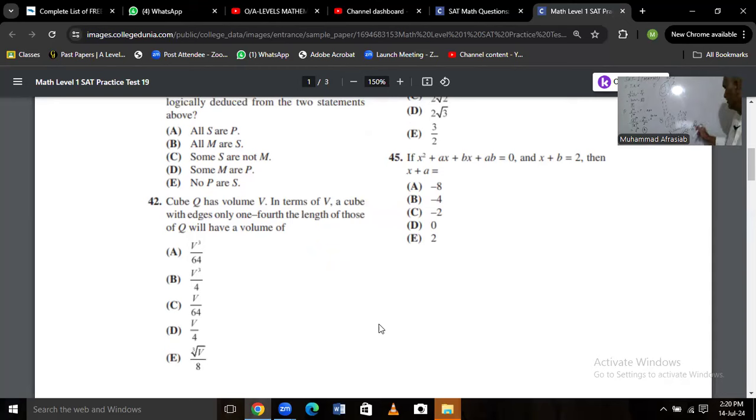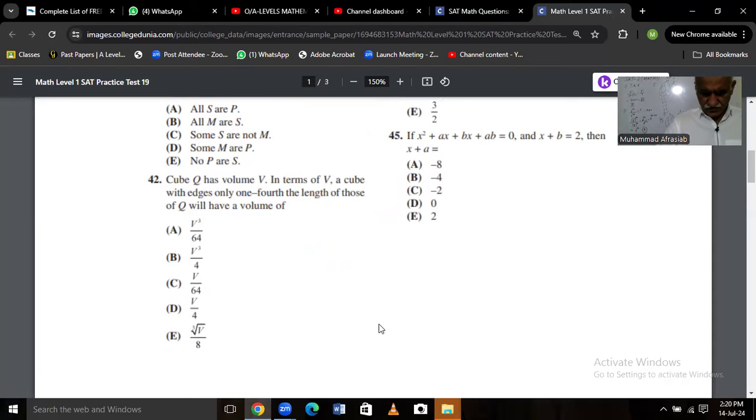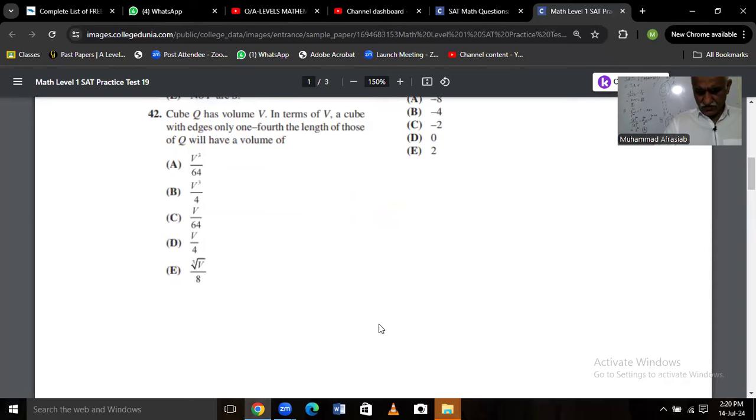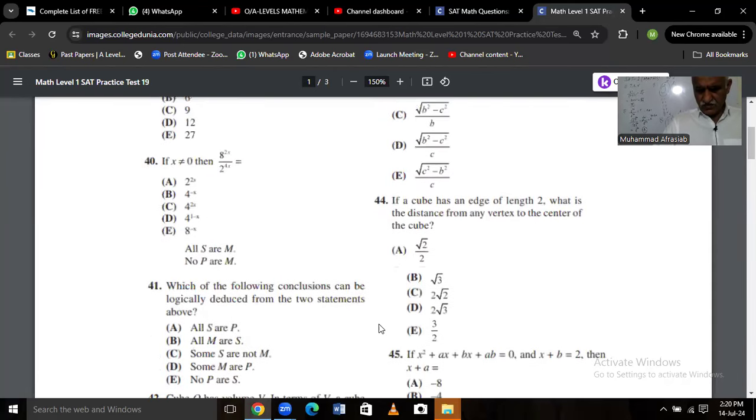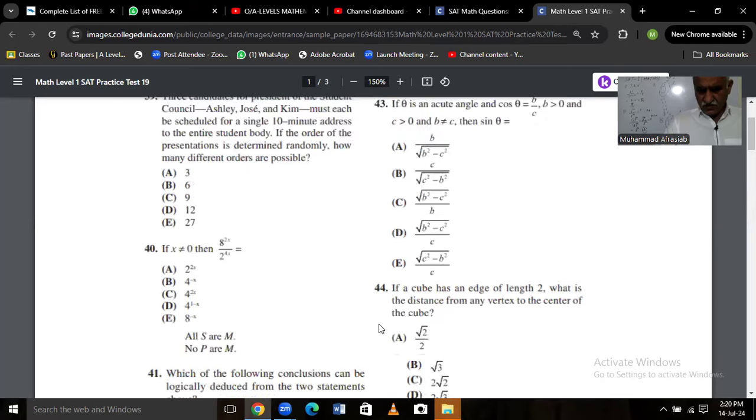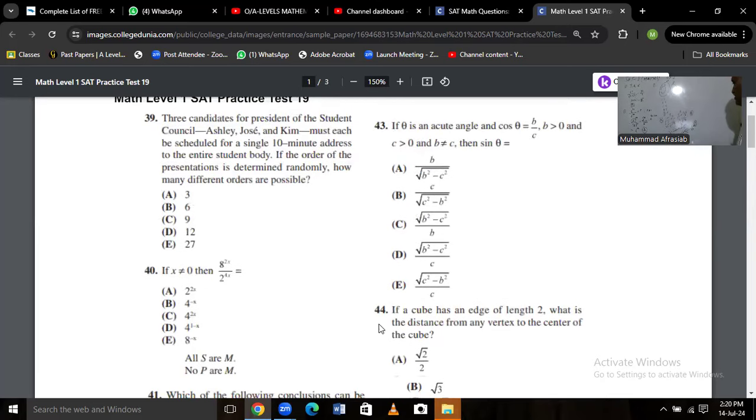C is the answer of this choice, which is 1/64 V. That is the correct answer for question 42. Now 43, question number 5.